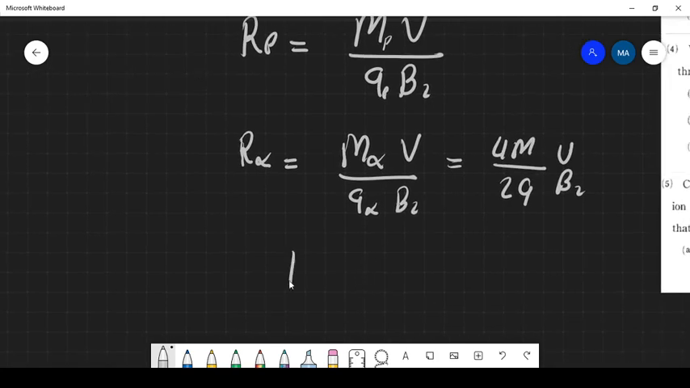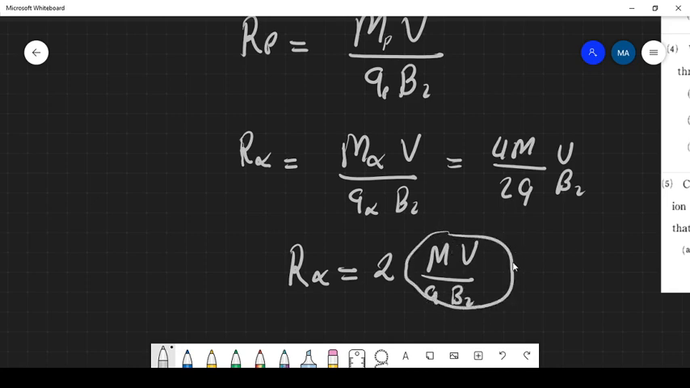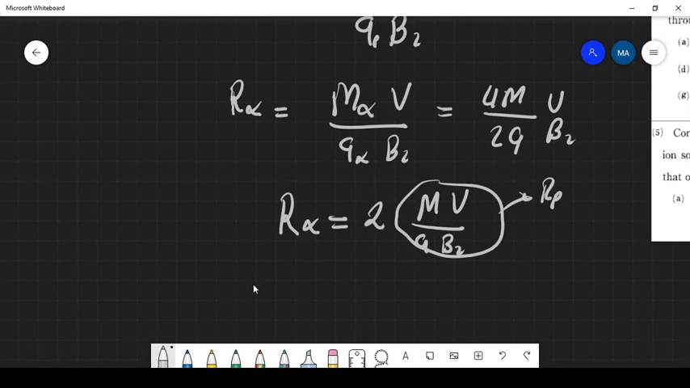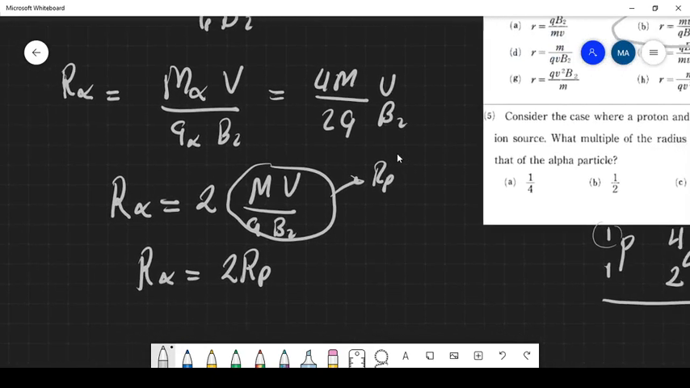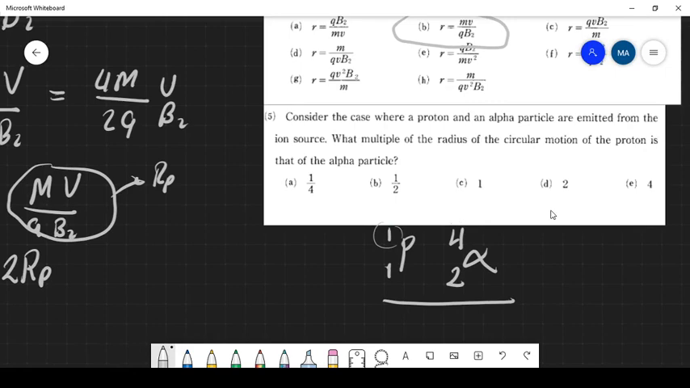Now notice the radius of an alpha particle is equal to 2mv divided by kB2. This part over here is the radius of the proton. So the radius of an alpha particle is equal to 2 times the radius of the proton. Now let's see what he wants. What does he want? Stay calm, don't put this yet.